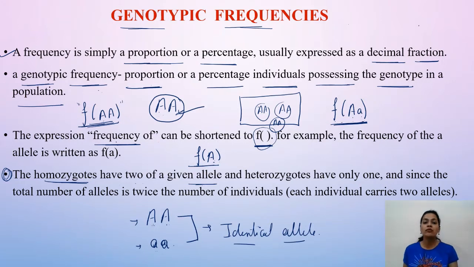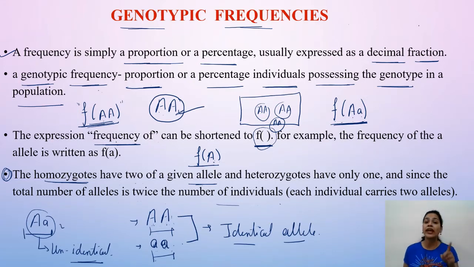Okay, and if I'm talking about a heterozygote, even a heterozygote has two alleles. But remember, the two alleles are non-identical. Fine. So what I have to do? The total number of alleles is twice the number of individuals. ये हमें याद रखना है. In all types of genotypes, in one genotype there are how many alleles? Two alleles. But if I'm talking about a homozygote, there will be two identical alleles, and if I'm talking about a heterozygote, there will be two different alleles.